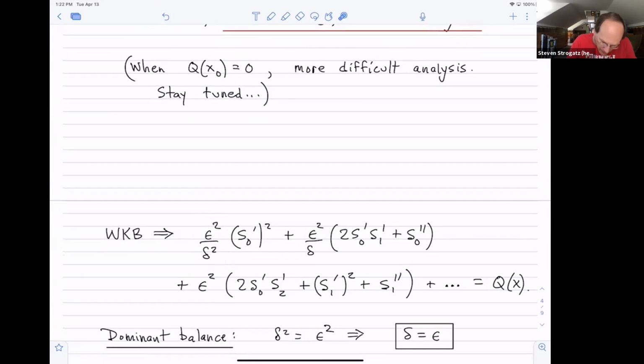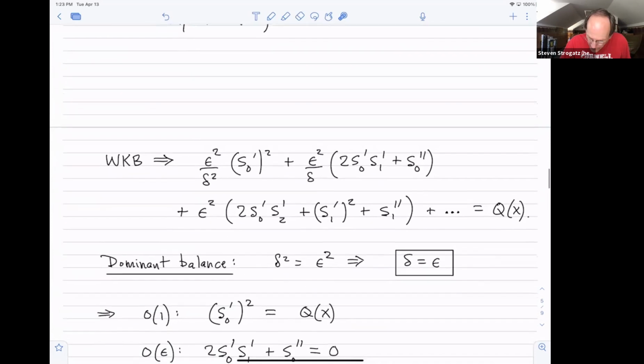What good does that do you? That makes this term order 1, because this coefficient is 1. I'm sorry, I didn't say that right. This coefficient is 1. So for the whole expression, we're assuming that S0 prime should be order 1 also. If we've chosen delta correctly, that will be the case. So this term will all be order 1. And then here, epsilon squared over delta will reduce to just epsilon, meaning that this is a small correction to this. And this is even smaller still. So we've now got a nice hierarchy of terms with this dominant balance.